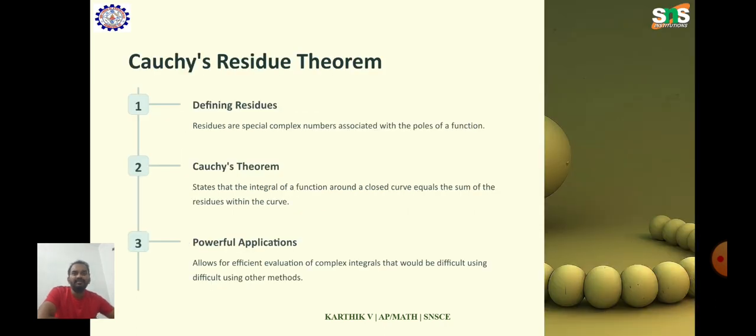Cauchy's residue theorem. The statement is: let f(z) be a function that is analytic inside and on a simple closed contour C, except for a finite number of isolated singularities z1, z2, etc., zn. Then for any closed contour C that encloses the singularities, the contour integral of f(z) around C is given by the closed integral of f(z) dz = 2πi summation k = 1 to n Res(f, zk).